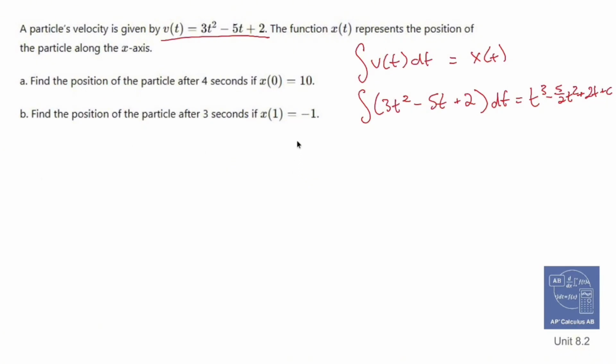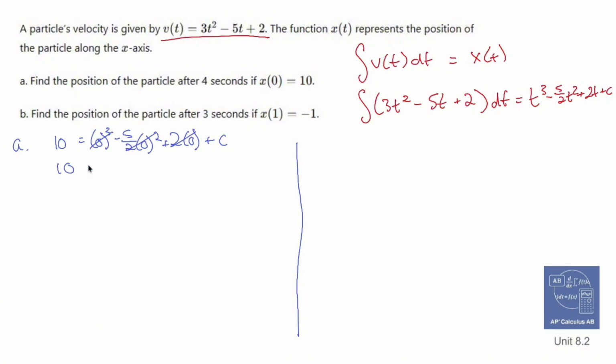Now that arbitrary plus c has got to remain there because we have two parts here. Part A says, let's use the initial condition 0, 10. So I have to find c, given the fact that t is 0 and I get 10. So we're going to set this equal to 10. That's going to equal 0 cubed minus 5 halves 0 squared plus 2 times 0 plus c.